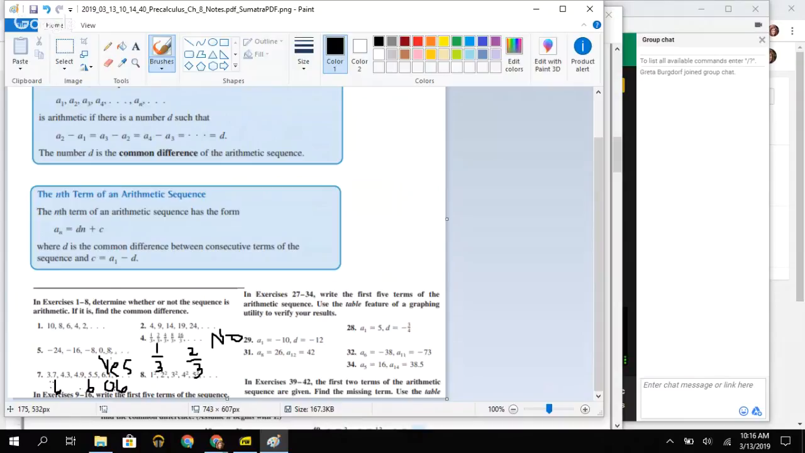We want them all to be 1 through 8, right? So it's going to get a little bit more tricky, but not that much more tricky. So yeah, we want them all to be like that.